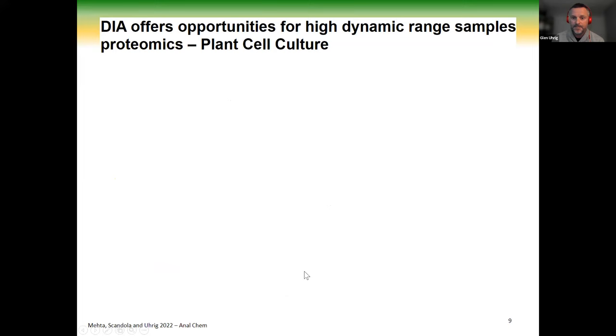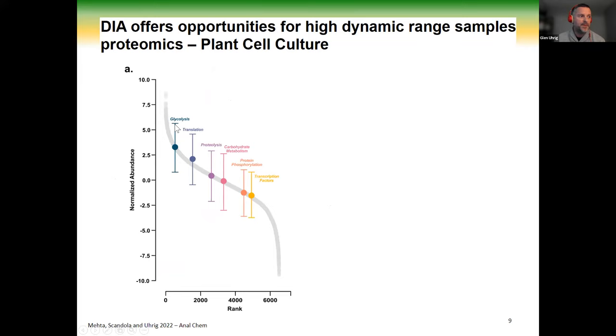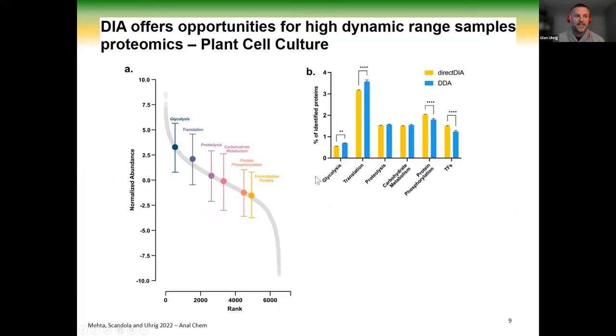And so when you start to look at this from a biological perspective, we plotted the normalized abundance of proteins in our samples, and we looked at proteins that correspond to different groups. So things like glycolysis, which typically would be high abundant, to things like transcription factors and protein phosphorylation, which are typically low abundant. And you can start to see where we're getting improvements.